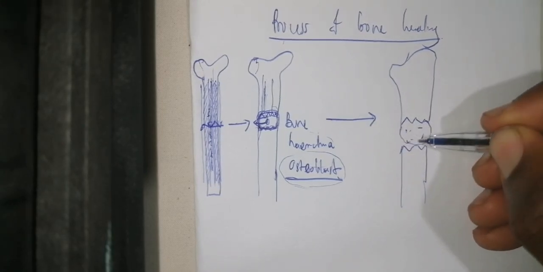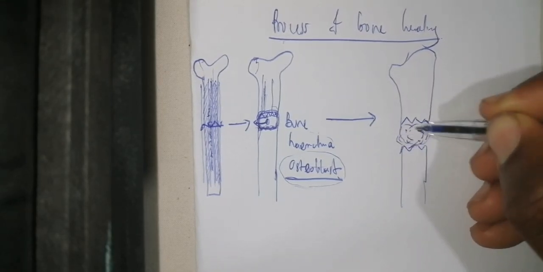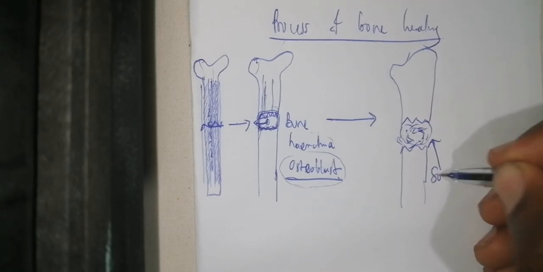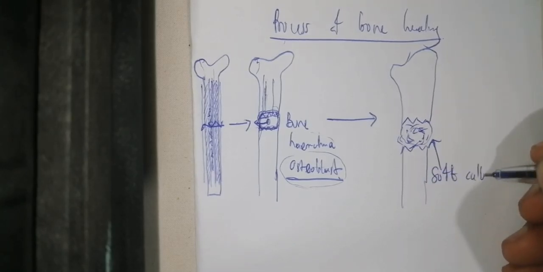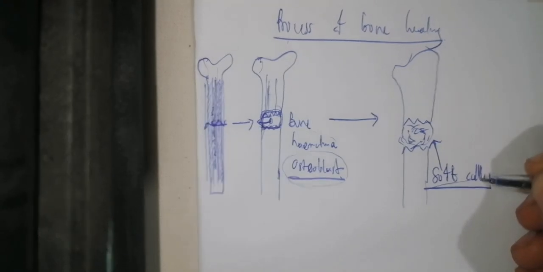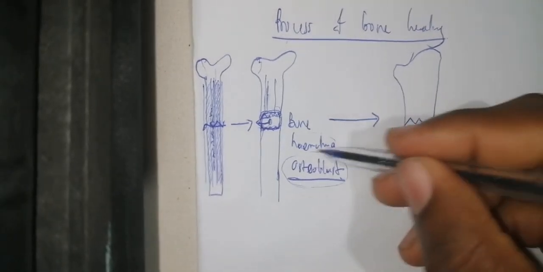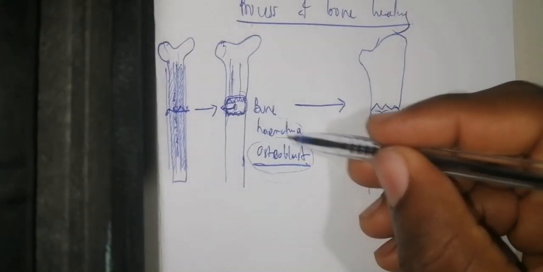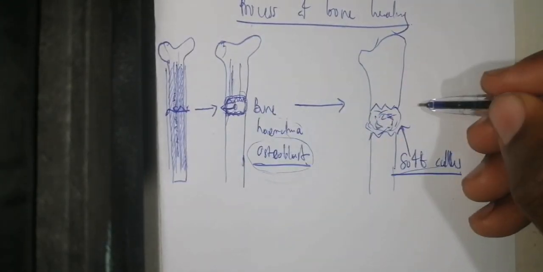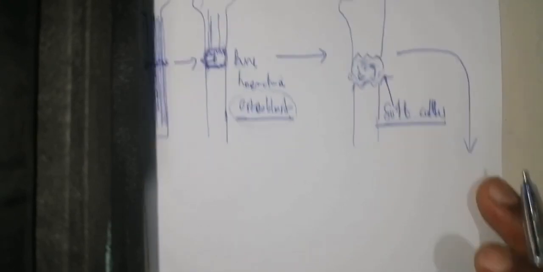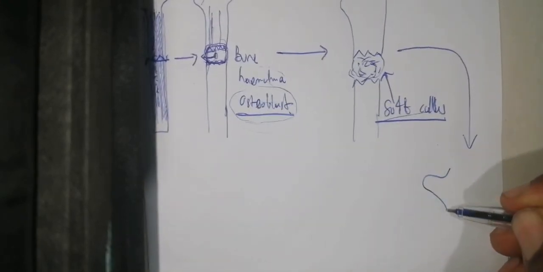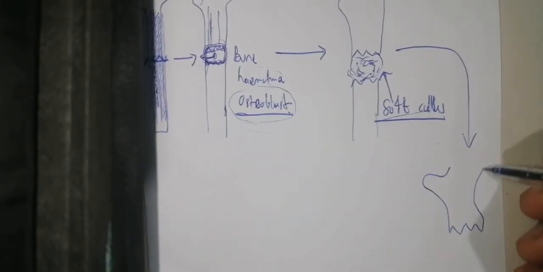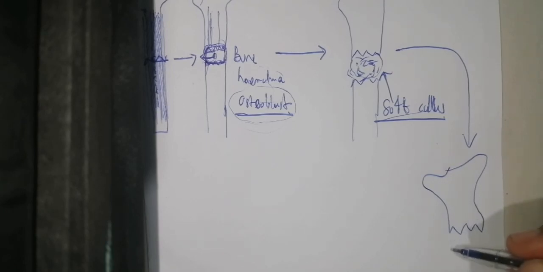So a soft callus is going to be formed at that level as a result of the osteoblast proliferative action. After the osteoblasts have proliferated, the next thing is that you still have that bone, and you are now going to have calcification.